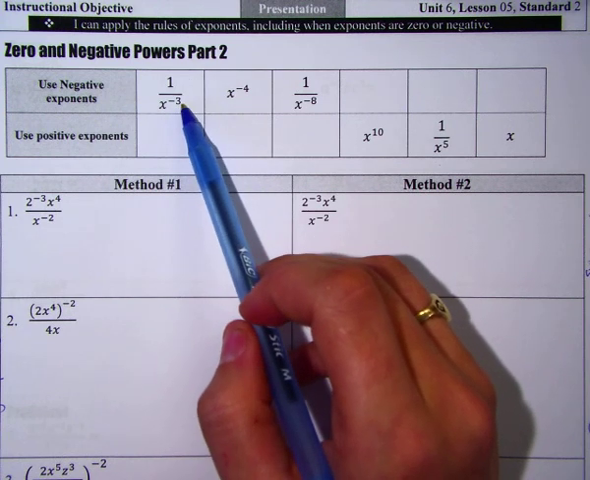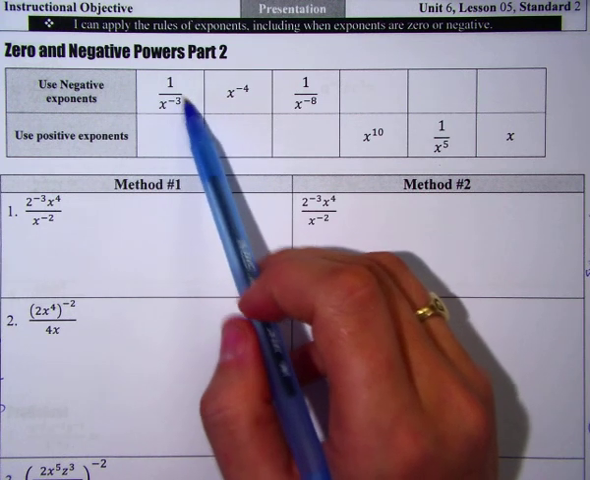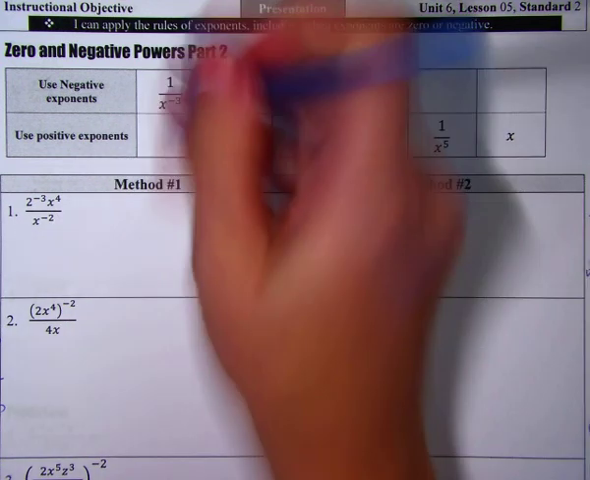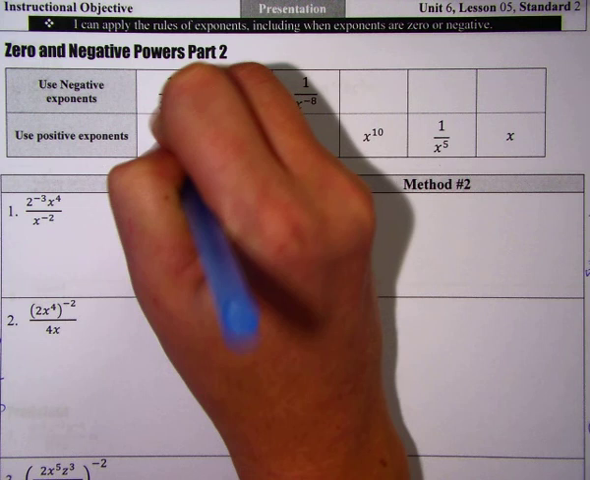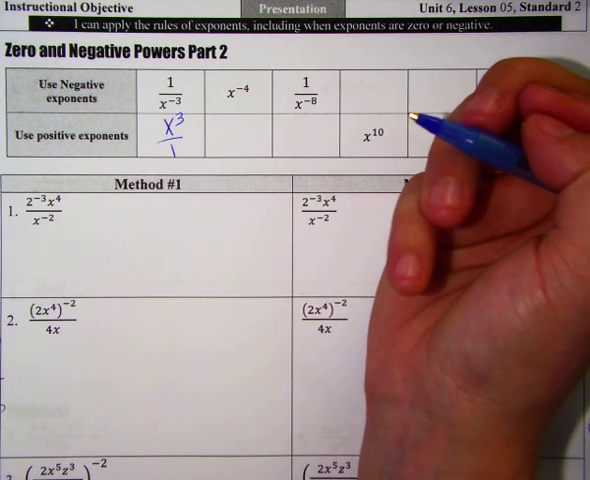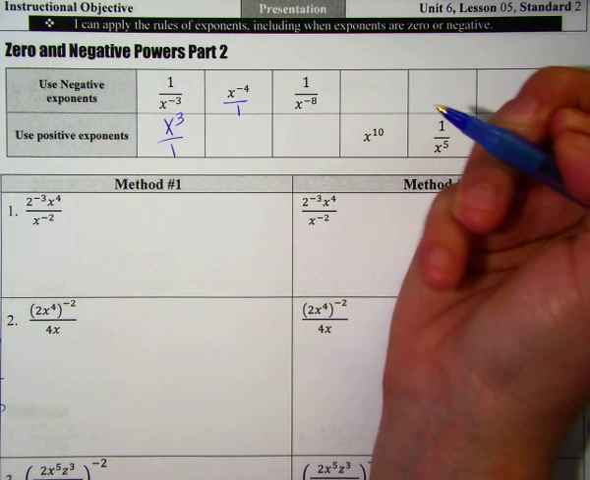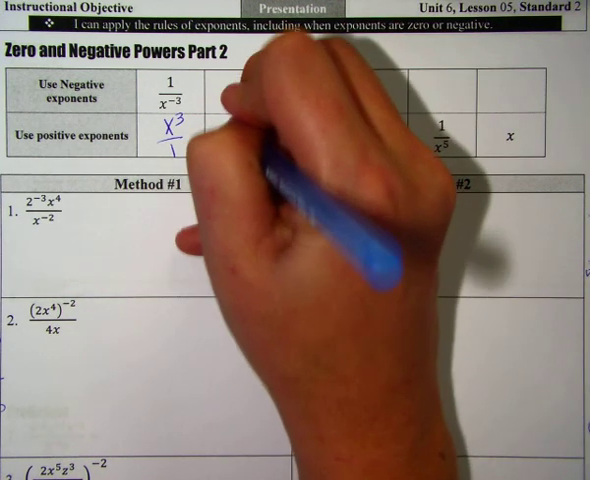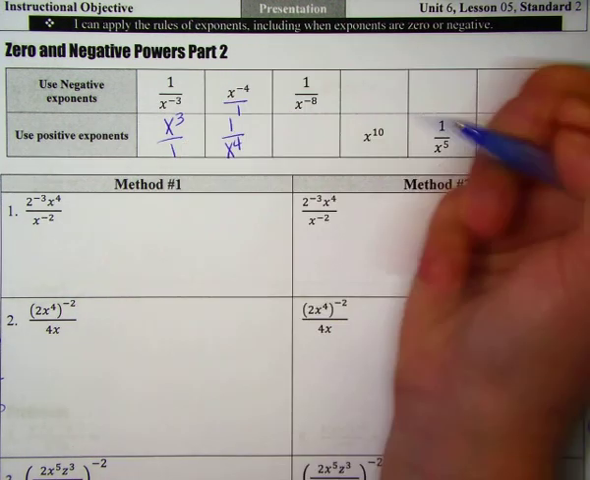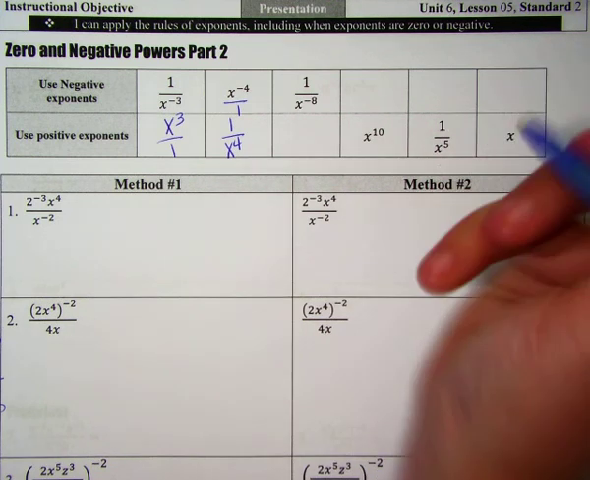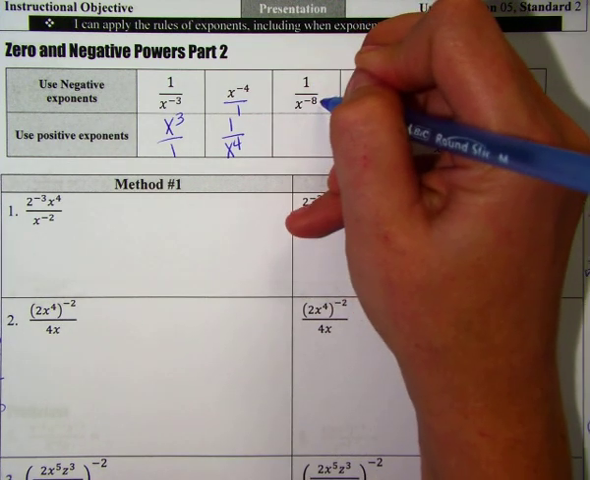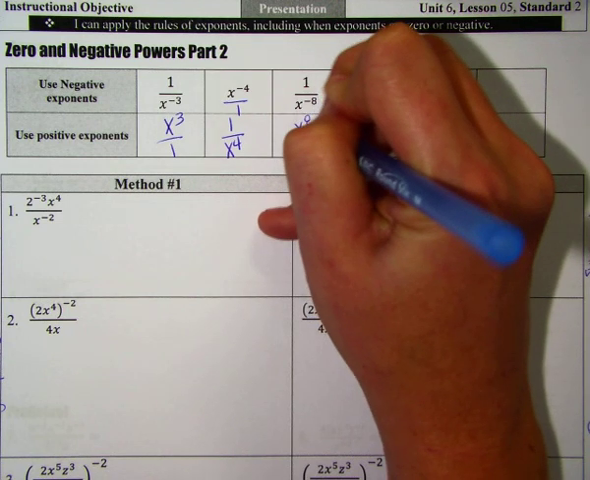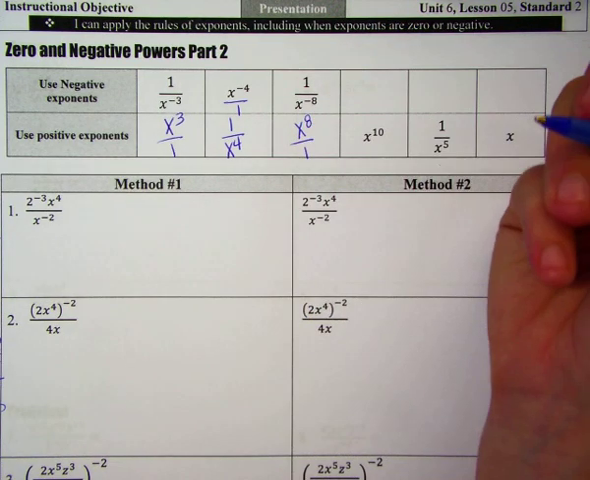So if they're in the denominator, you move it to the numerator because it's asking for the reciprocal. So we need to flip this to x to the third over 1 and make it a positive. This is currently x to the negative fourth over 1, so it wants the reciprocal, so it'll be 1 over x to the fourth. This is 1 over x to the negative eighth, so again we want the reciprocal, so we'll flip it to x to the eighth over 1.